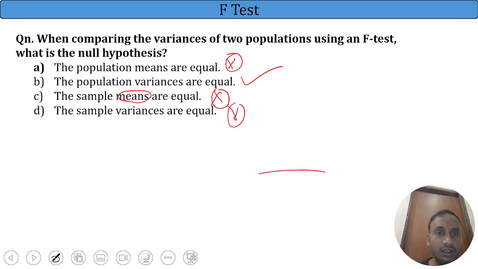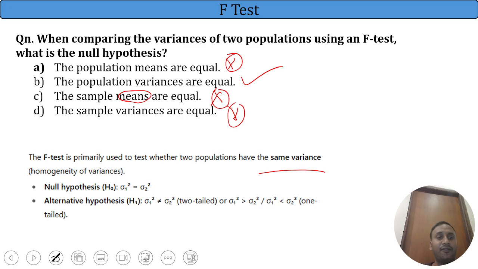So now, the F test is primarily used to check whether two populations have the same variance or not. That is homogeneity of variance: the null hypothesis and the alternative hypothesis will be something like this. Is it clear?